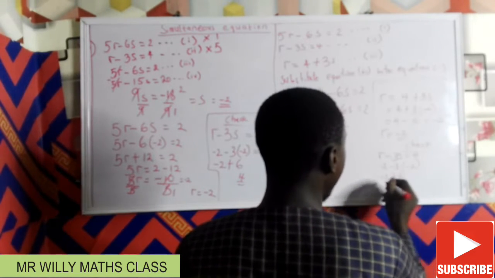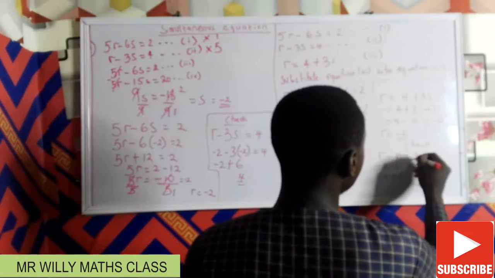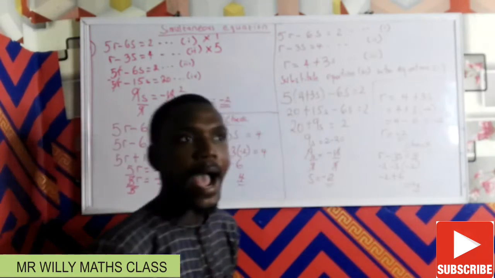3 times 2, that's 6. Minus 2 plus 6 is equal to plus 4. 4 equals 4. This shows that we are correct.